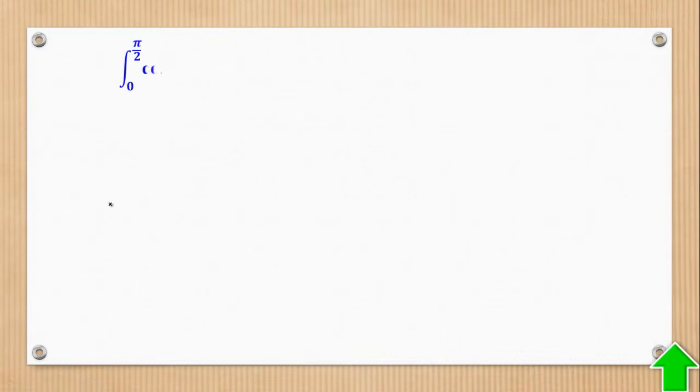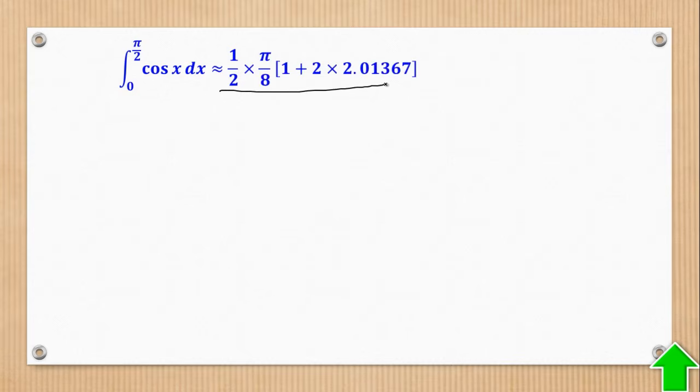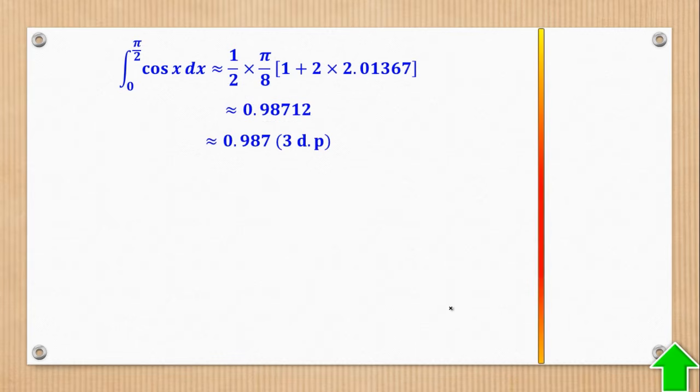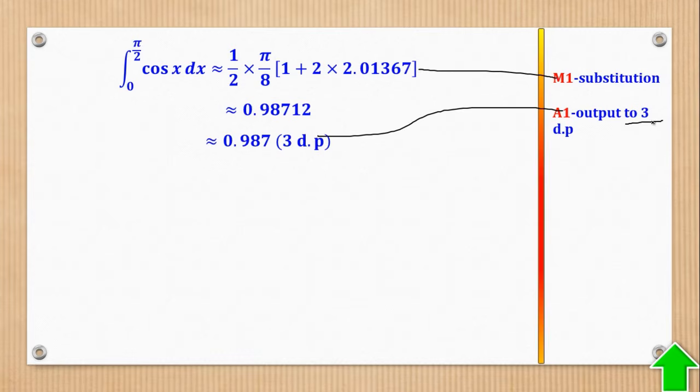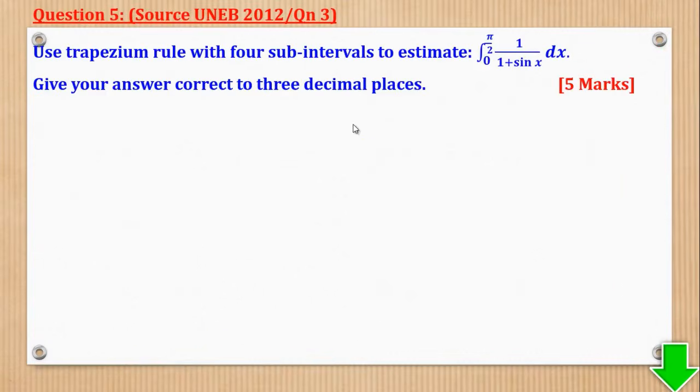So next we shall use what we have got to substitute in the formula for trapezium rule. Then we use a calculator to come up with that and round off to the required accuracy. Like I said, writing this value is not a wastage of time, it has to be seen. So M1 for the substitution, A1 for the output to the required accuracy. So that was question 4.